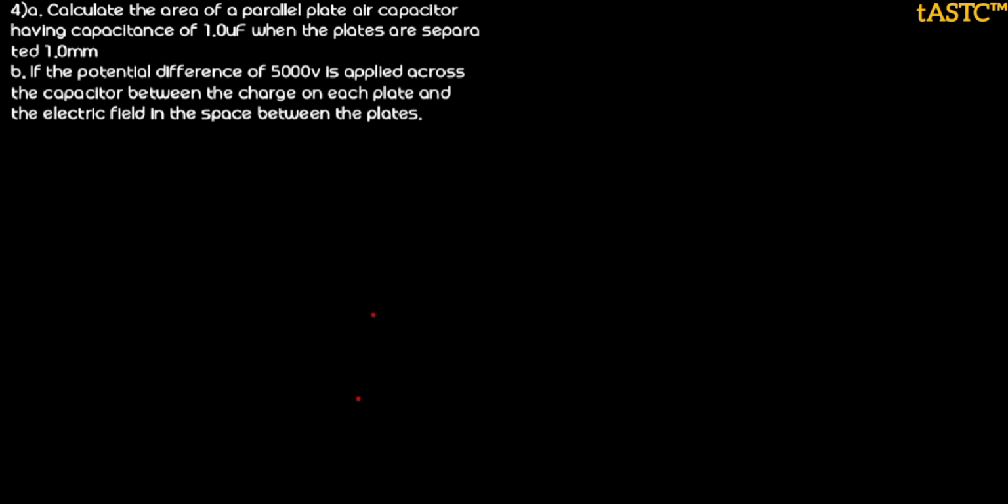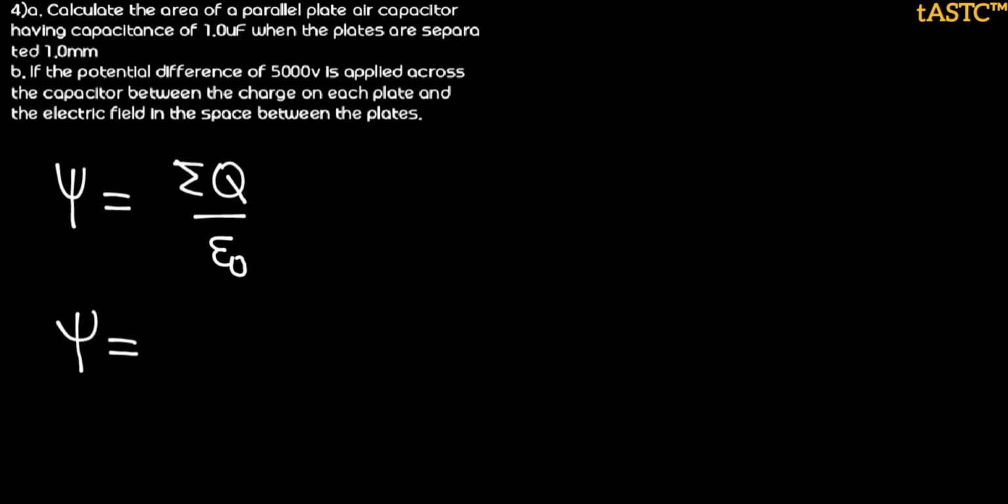Number 4. Calculate the area of a parallel plate air capacitor having capacitance of 1 microfarad when the plates are separated by 1 millimeter. Now, you need to know that from Gauss's Law, we have psi, which is the electric flux, and that is equal to the sum of the charges divided by the permittivity of the medium. In this case, let us say that is free space. Now, psi is also equal to E, the electric field, multiplied by A.